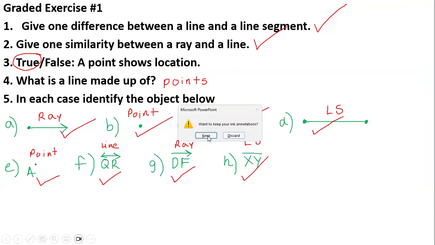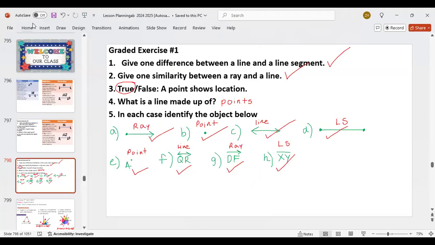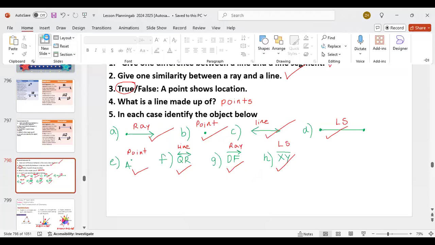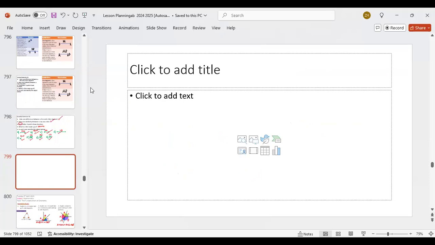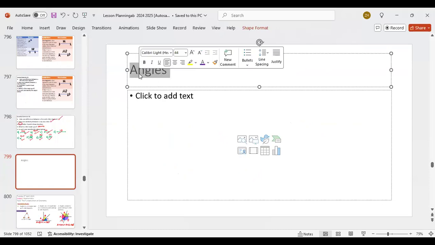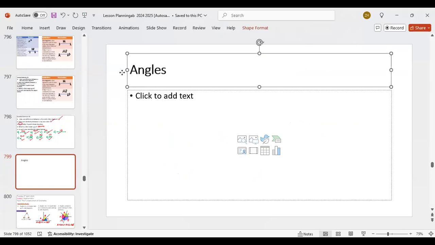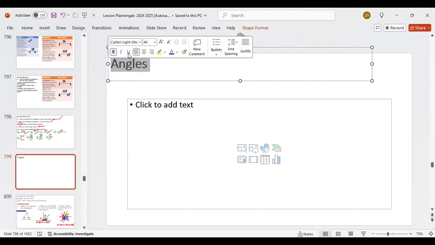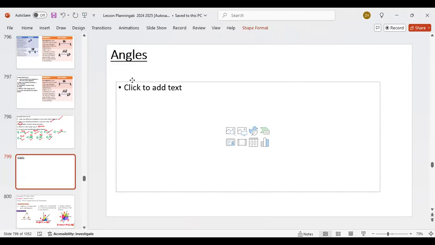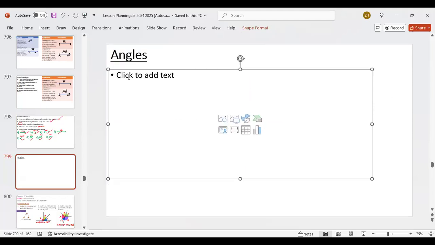All right, let's move on to the next one. So now we know what is a ray and all that. Now we talk about angles. We haven't talked about angles yet, right? So let's talk about angles. What do y'all know about angles? By definition, just define angles. There are multiple types of angles. I just want the definition for now.